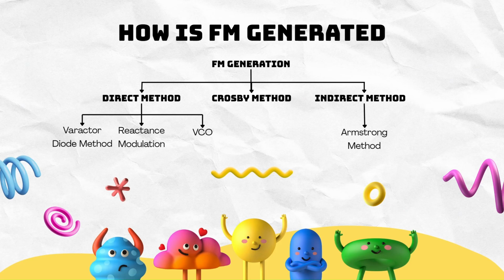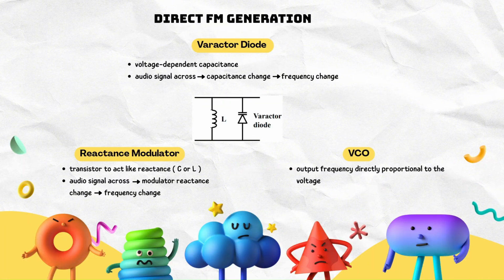Now let's take a look at how FM is generated. Basically, there are three types of methods to generate the FM signal. The first is the direct method, second is the cross-beam method, and third is the indirect method. For direct FM generation, first we have the varactor diode. A varactor is a diode whose capacitance changes with voltage. When the modulating signal changes the diode's capacitance, the LC circuit frequency will also change.